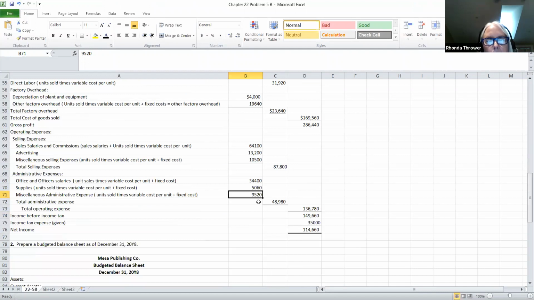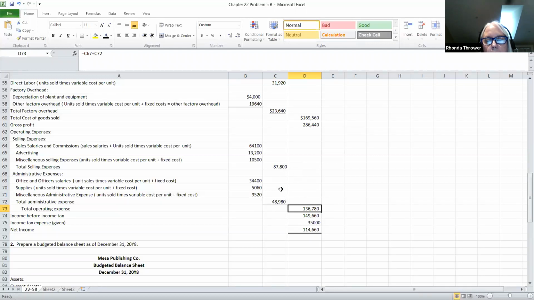95.20 as the total administrative expense, or excuse me, as the total of the miscellaneous administrative expense. The total administrative expenses are all three of these separate expenses combined together. Once we know the total of the administrative expense and the total of the selling expense, we can combine them together to get the total operating expense.